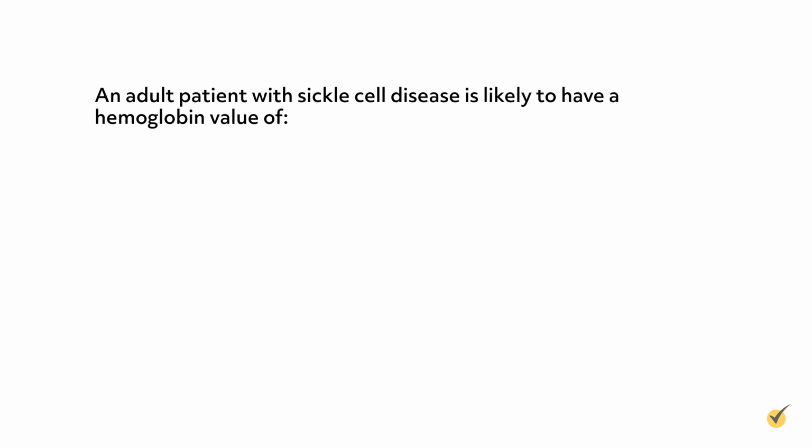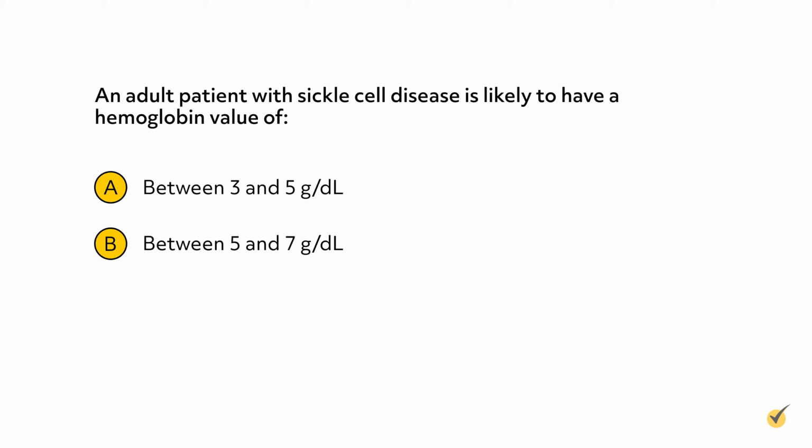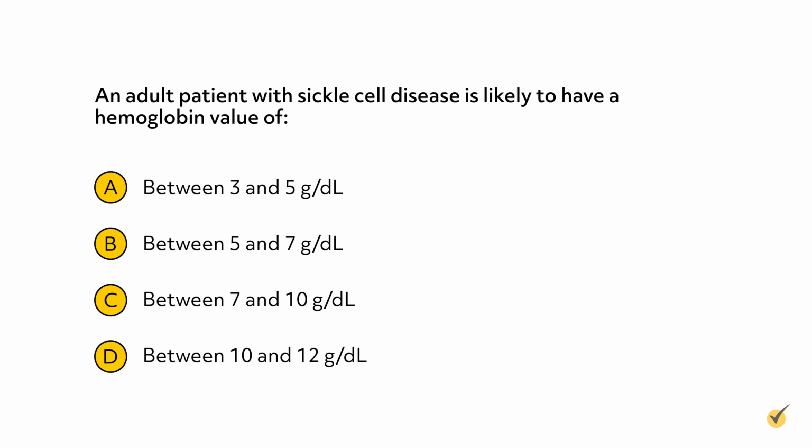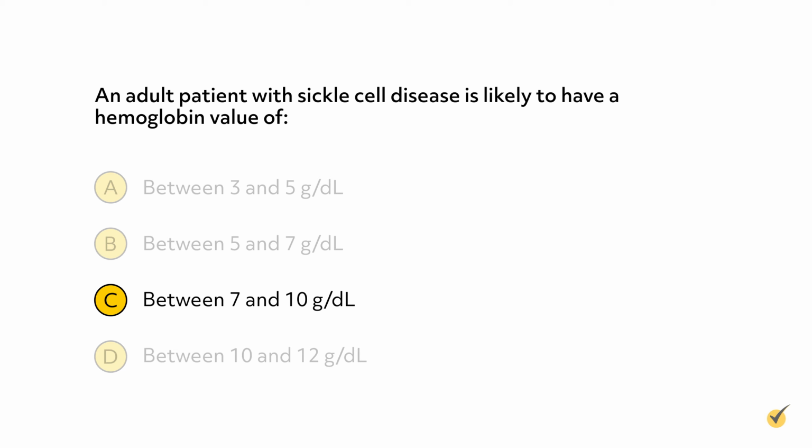Number 1. An adult patient with sickle cell disease is likely to have a hemoglobin value of A. Between 3 and 5 grams per deciliter, B. Between 5 and 7 grams per deciliter, C. Between 7 and 10 grams per deciliter, or D. Between 10 and 12 grams per deciliter. If you chose C, you are correct. A patient with sickle cell disease has a hemoglobin level between 7 and 10 grams per deciliter.